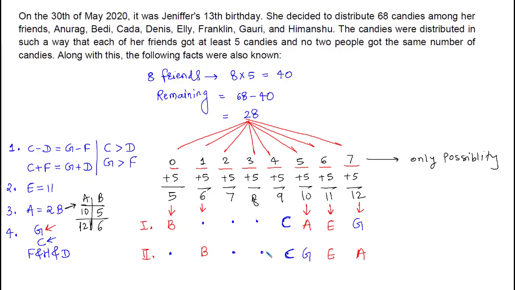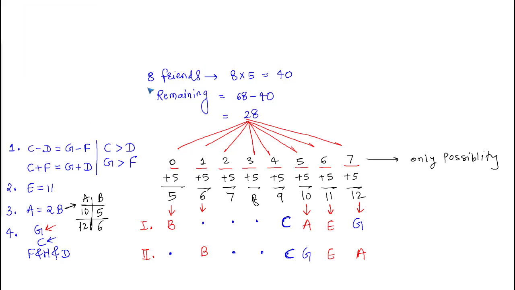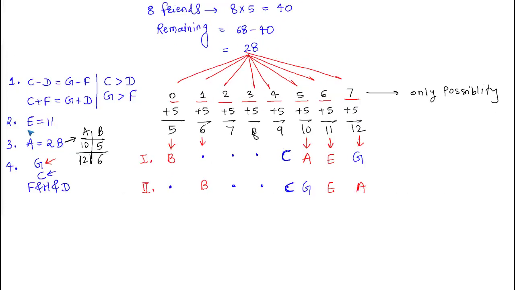So now what we need to do here is, let's have a look at it. We need to take the help of the first statement. So what I will do is, I will delete some part of the data over here so that I can have some space for the calculation. Look here. Now by using the first statement, statement number 1, that is C minus D is equal to G minus F.